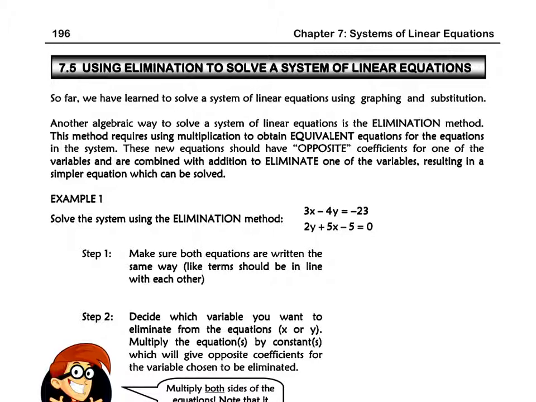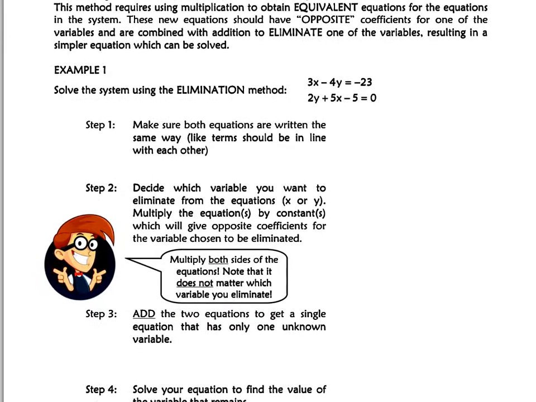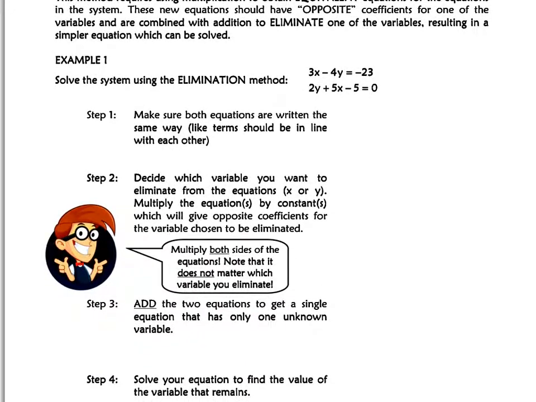So the first example has 3x minus 4y equals negative 23 and 2y plus 5x minus 5 equals 0 as your given equations. The first thing you have to do if you're doing the elimination method is to line up your equations with the same variables underneath each other. For example, the first equation has x's and then y's equals constants. So both equations should be written in that form.